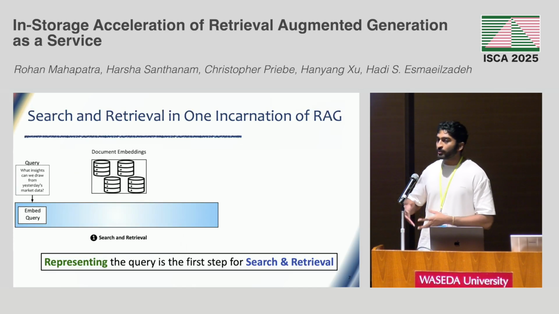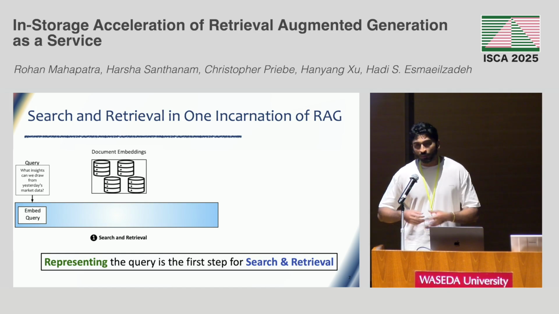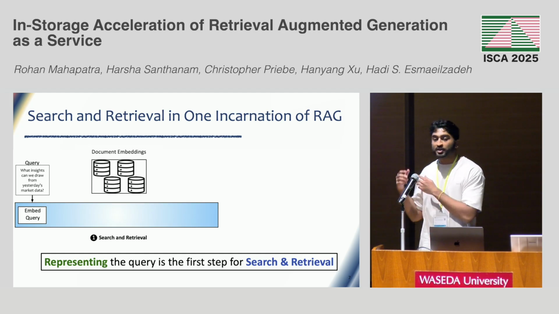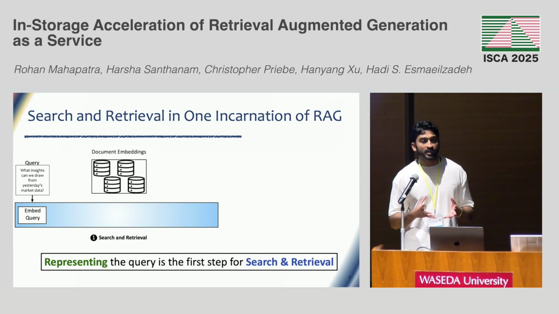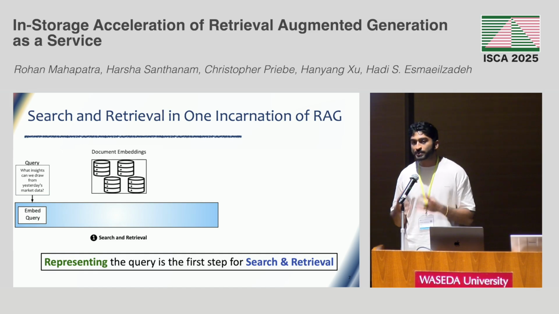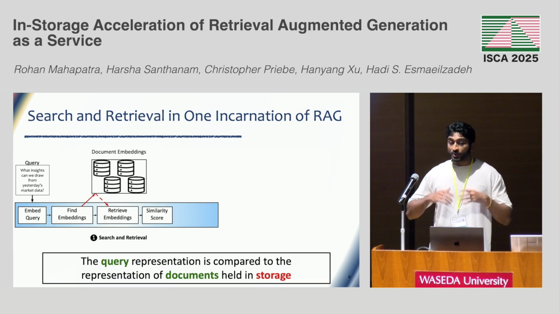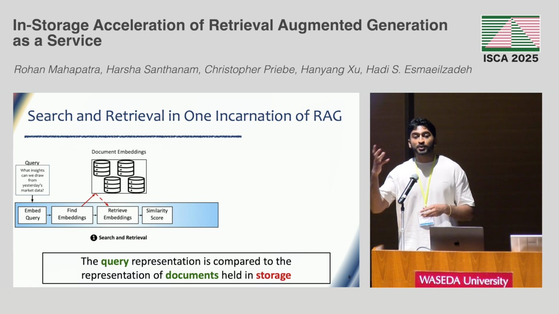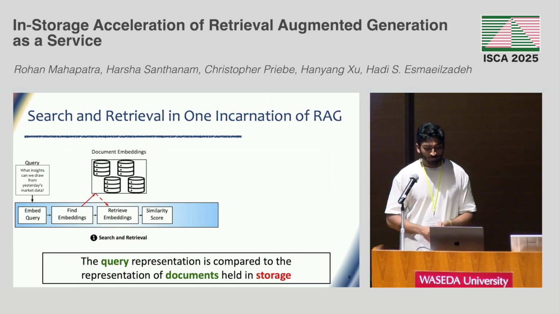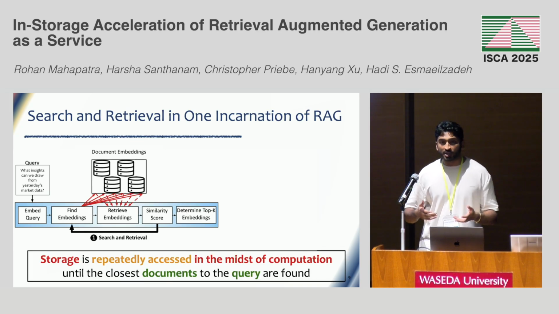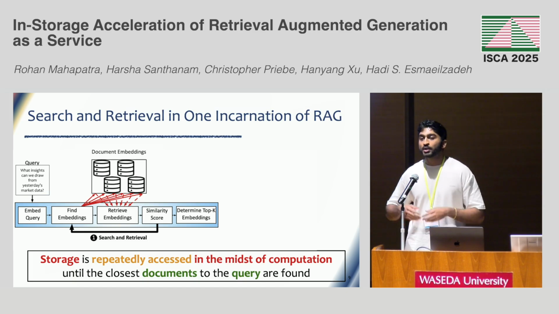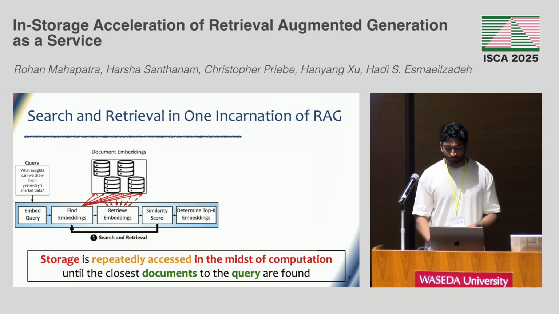So I'm going to walk through a figure that shows retrieval augmented generation, specifically one incarnation of RAG, which is embedding-based RAG. In embedding-based RAG, you have your enterprise's documents, you embed them, and you hold these embeddings in storage. Now, in the first phase of RAG, called search and retrieval, when a query comes in, you embed the query. Once you've embedded the query, you then go to storage, fetch your first set of document embeddings. Then you do similarity checks between the document embeddings and your query embedding. Then you go back to storage, fetch your next set of document embeddings, and you keep repeating this process of fetching embeddings, doing computations, until you found the closest document embeddings to the query embedding.